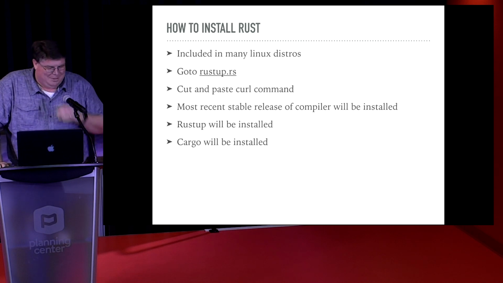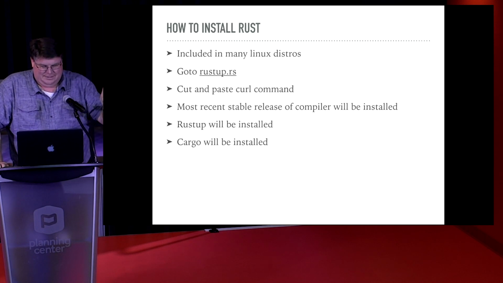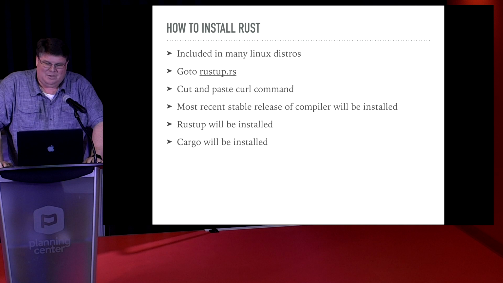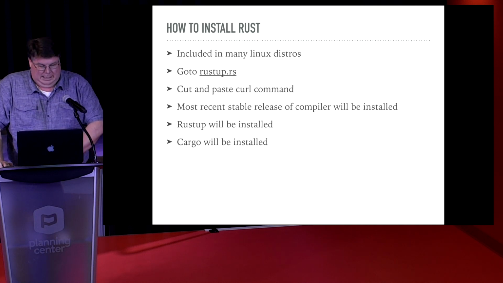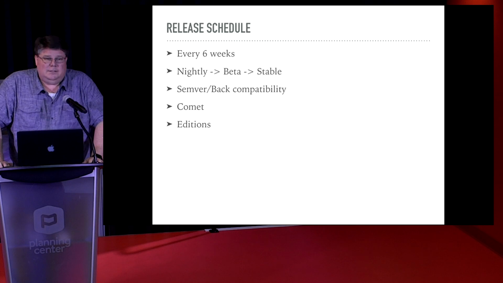Anyway, so if you go to rustup.rs, you will find one of those infamous curl this and then pipe it to bash kind of commands, because that's secure. I'm a security guy, by the way. Anyway, that will automatically install the most recent stable release of the Rust compiler, and you'll be off to the races.